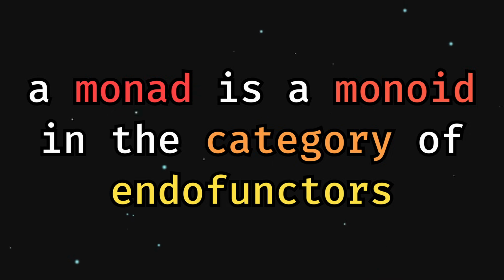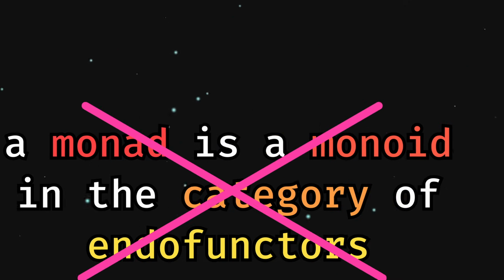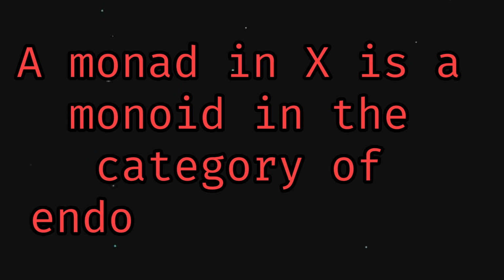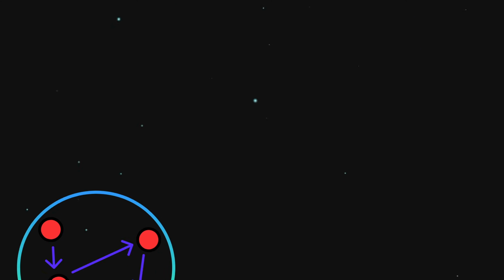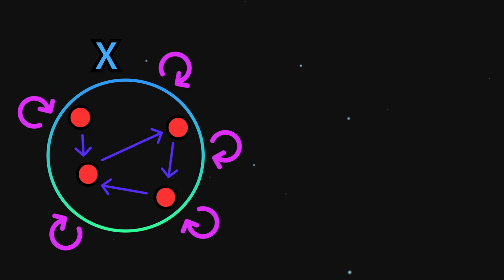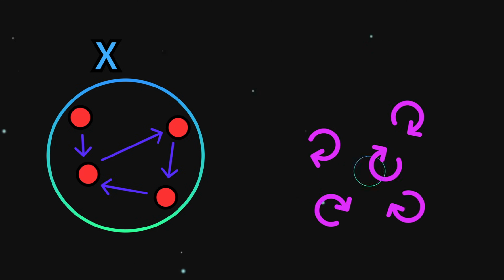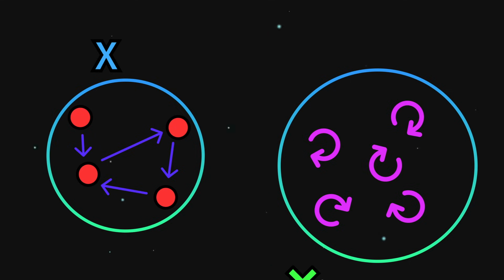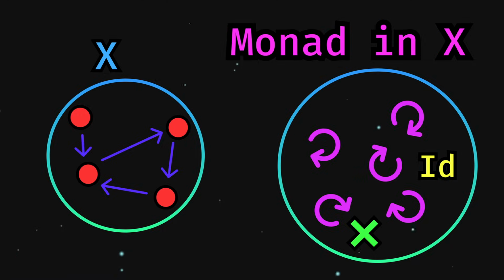Well, in reality, the sentence is actually wrong. It should be that a monad in X is a monoid in the category of endofunctors of X. Take some random category, what it is doesn't matter, and let's call it X. Then, take every single functor it has from itself to itself, and put all of them in a separate category. We now have the category of endofunctors of X. But how do we make that a monoid? Well, simply we give it a total and associative operator, as well as an identity element. This category we just made is a monad.